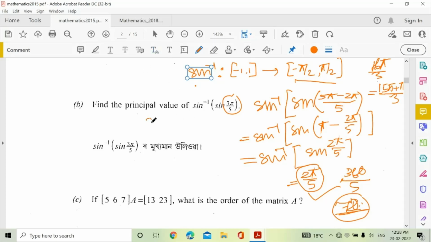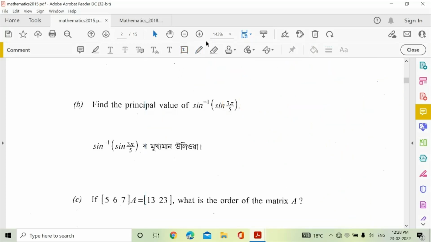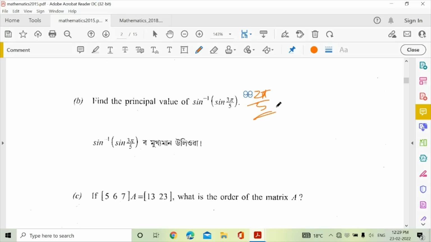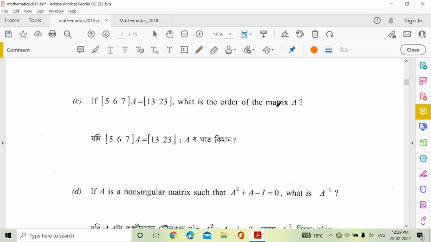So what is the answer here? We have got that the answer is twice pi by 5. I hope all of you have got my point. Okay, so the answer is twice pi by 5, correct. So let us discuss the next one.